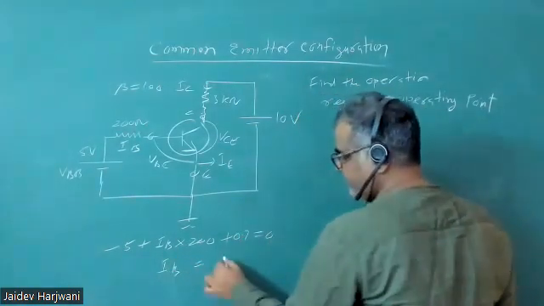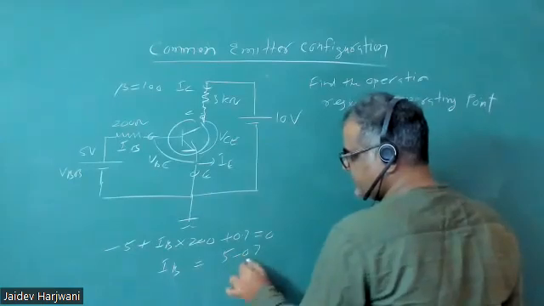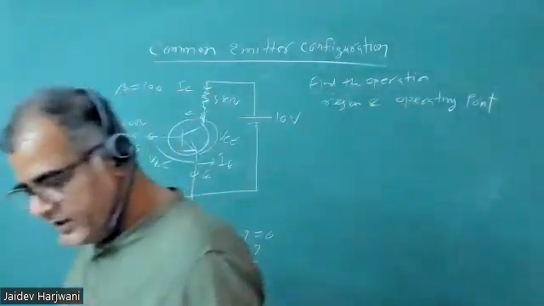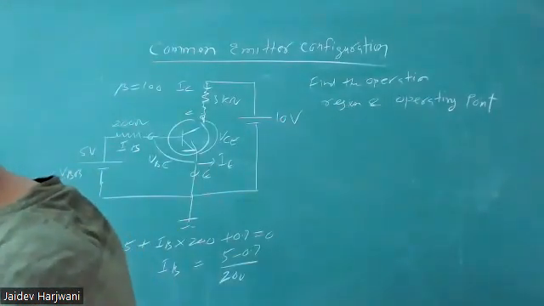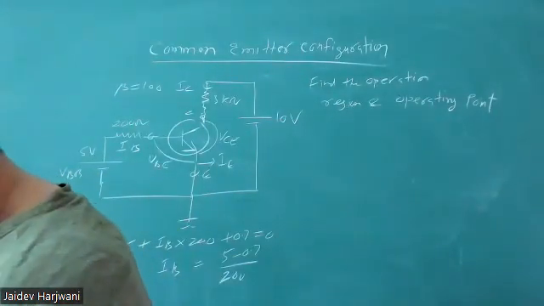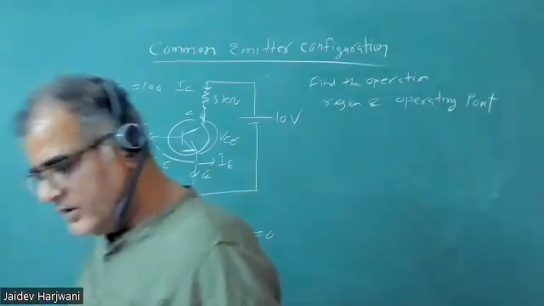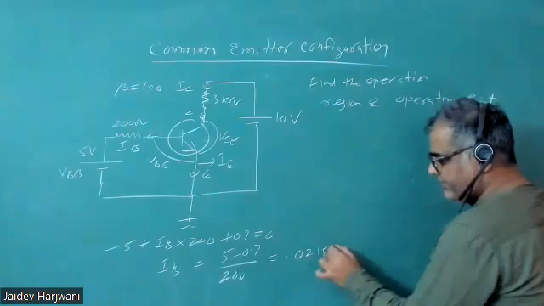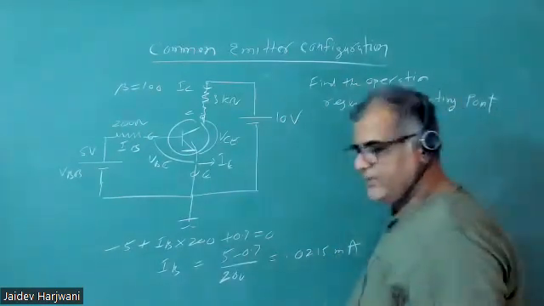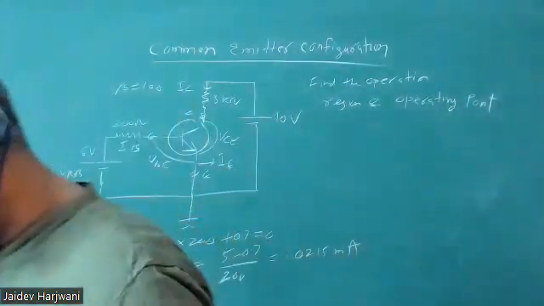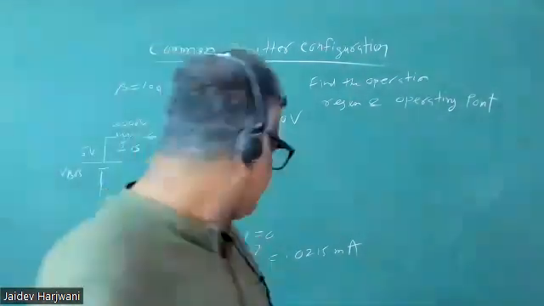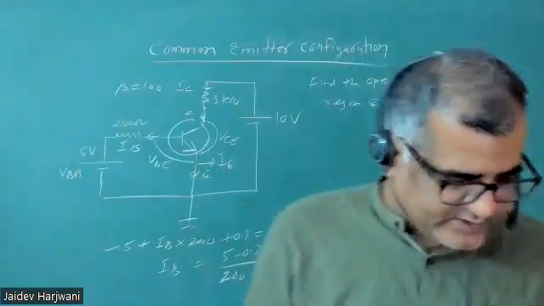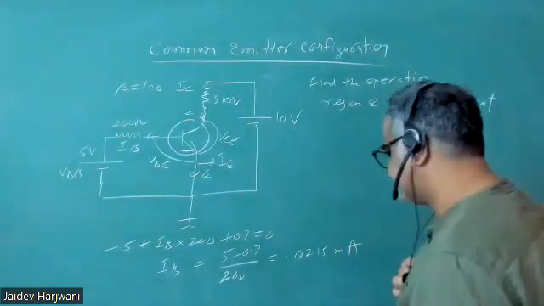So IB will be 5 minus 0.7 divided by 200 kilo ohm, which is 0.0215. Milliampere or microampere? Milliampere. So you're saying this is 0.0215 milliampere. Am I correct? If you solve this one, this should come. Now this is milliampere.